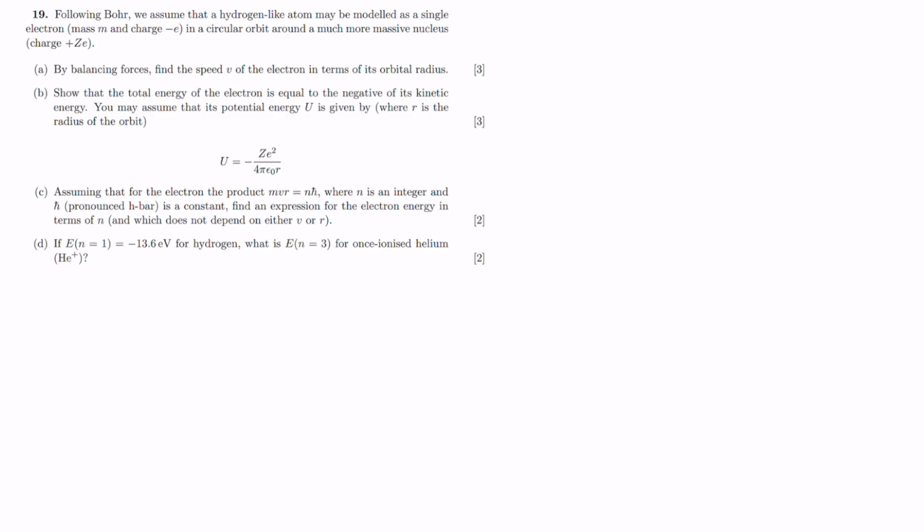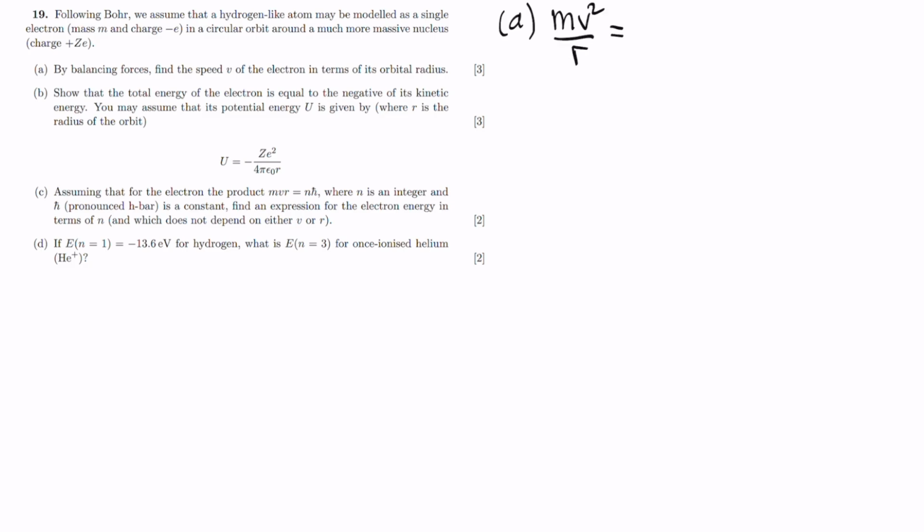So following Bohr, we assume that a hydrogen-like atom may be modeled as a single electron in a circular orbit around a much more massive nucleus with a charge plus Ze. By balancing forces, find the speed of the electron in terms of the orbital radius. So the way we tackle these problems in the Bohr model of the atom is by looking at the net force on the electron. If it's moving in a circle, it will be the net centripetal force, so that will be mv squared divided by r.